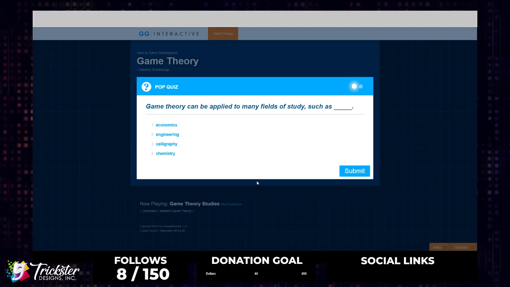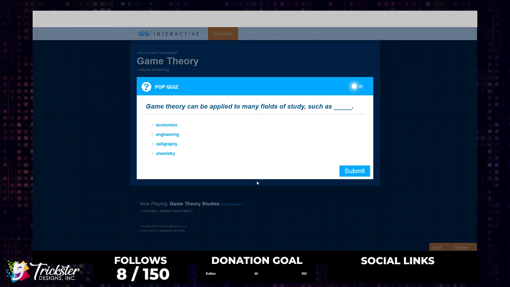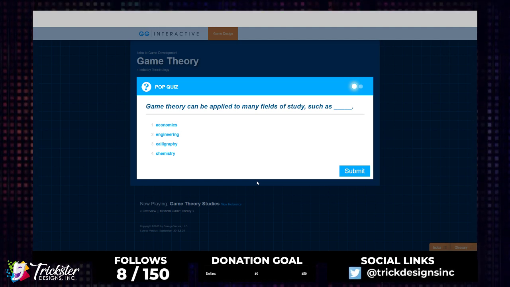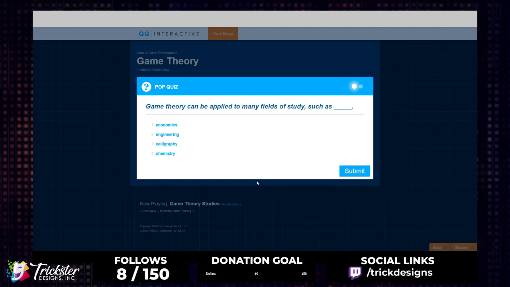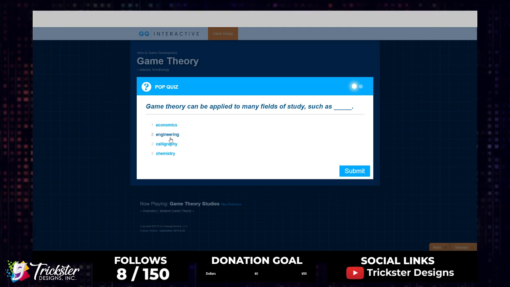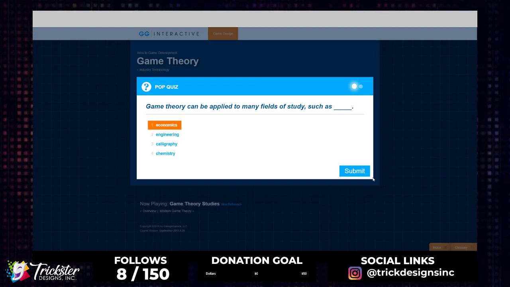I would add to that choices, actions, and consequence, because a game, not just a video game, a game is not a game without a fail or pass state, which means you either get it correct, or at least correct enough to proceed forward, or you fail. Game theory can be applied to many fields of study, such as, I would almost say engineering as well, but that's not one of the ones that they listed, so we're going to go with economics.